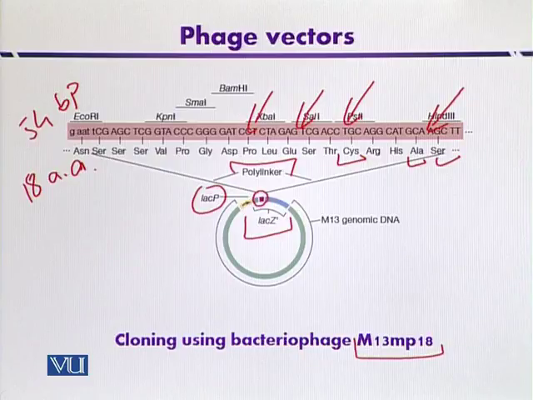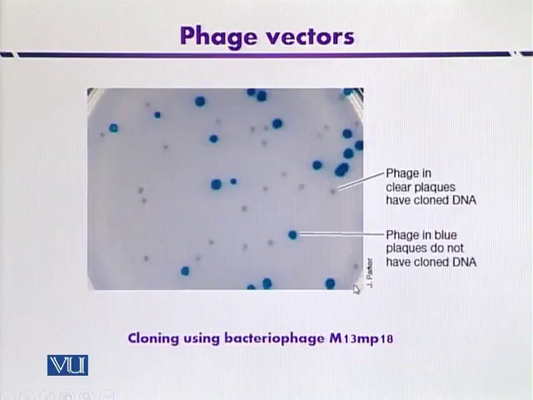When foreign DNA is inserted, it can cause the inactivation of the lacZ gene, and if beta galactosidase is not produced, it will indicate that foreign DNA has been inserted. How will we select a recombinant DNA molecule? As I told you, beta galactosidase is produced, and after that the modified phages are used to infect the E. coli host.